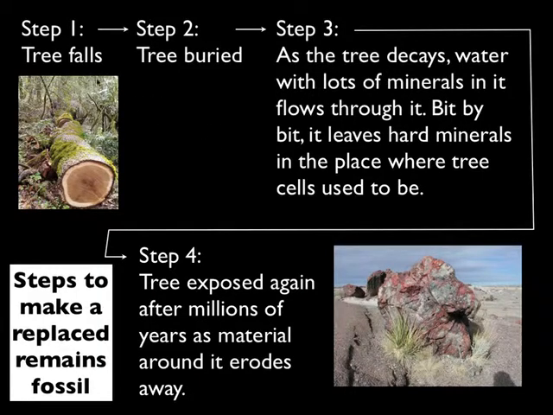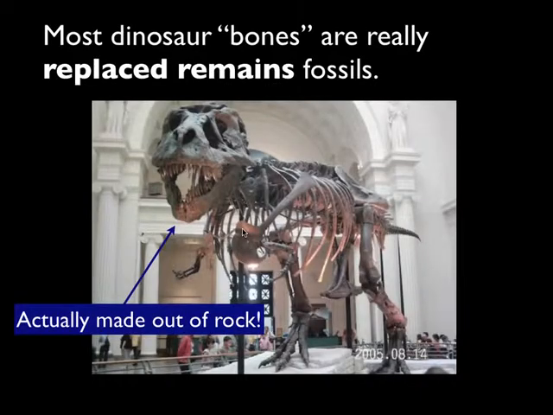So just a recap of the process: the tree fell, it got buried. As the tree decayed, water with lots of minerals flowed through it. Bit by bit, those hard minerals were replacing the cells where the tree used to be. And then, after millions of years, the tree got exposed again at the surface. And now most dinosaur bones are actually replaced remains fossils.